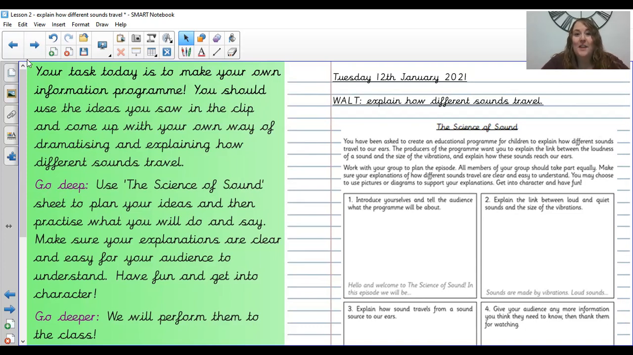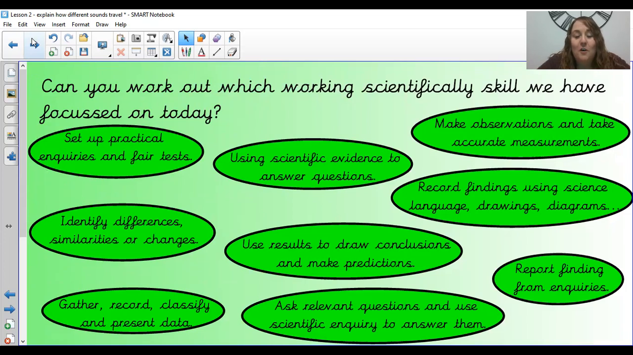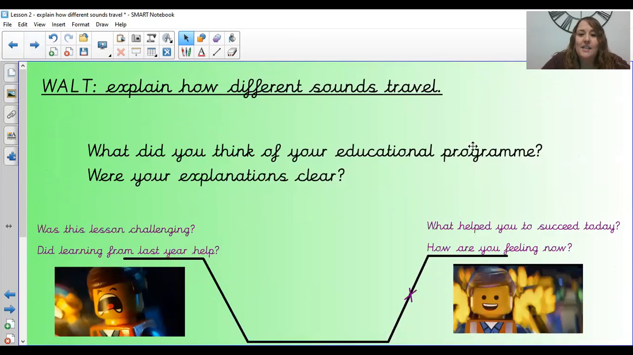Okay, I'm sure they will be amazing and I can't wait to see them. Before you finish today, or we finish for our science today, think about what working scientifically skill we may have focused on today. What might we have been looking at? And again, you can pause and have a look at these. And finally, just think about where you were on your learning pit. What did you think of your educational programme? Were your explanations clear? And where do you think you are on the learning pit in terms of knowing how sound vibrates and how it travels?